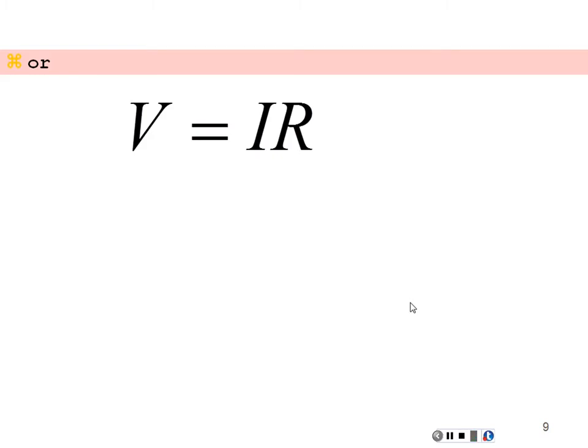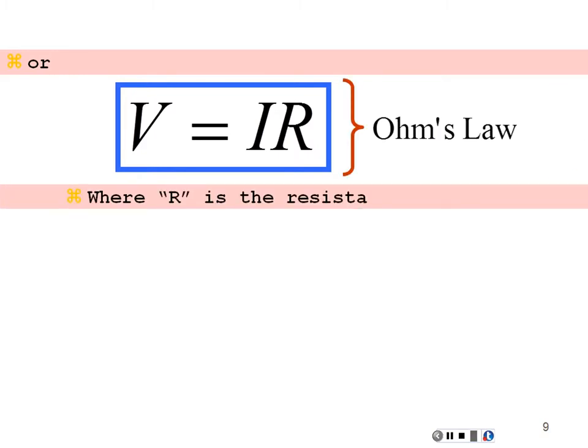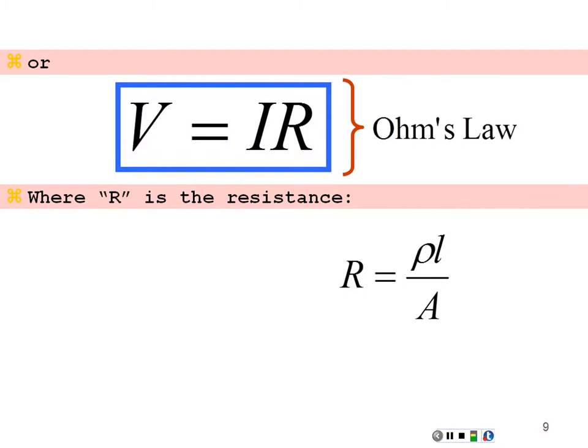Or we can write it like this. The voltage is equal to the current times the resistance. That is the Ohm's law that we're going to use for our circuits, where the resistance is equal to the resistivity of the material that we have for our wire times the length of the wire divided by the cross-sectional area of the wire. Now, the resistivity is intrinsic to the conductor. It's going to be slightly different for copper, gold, silver, aluminum, that sort of thing.